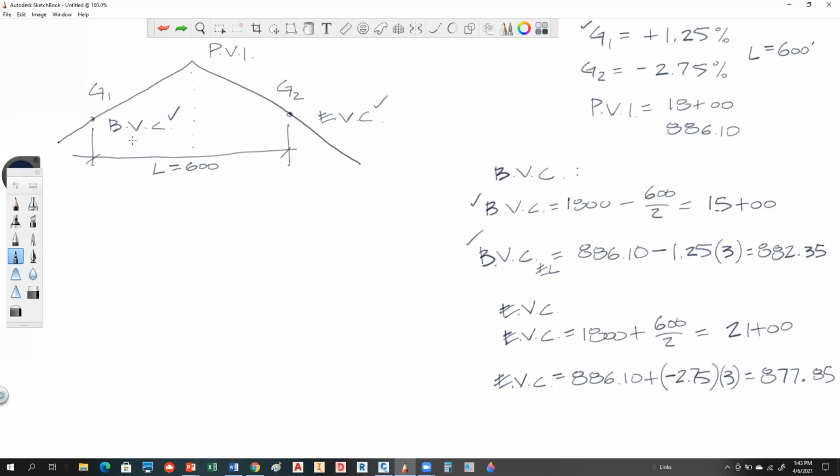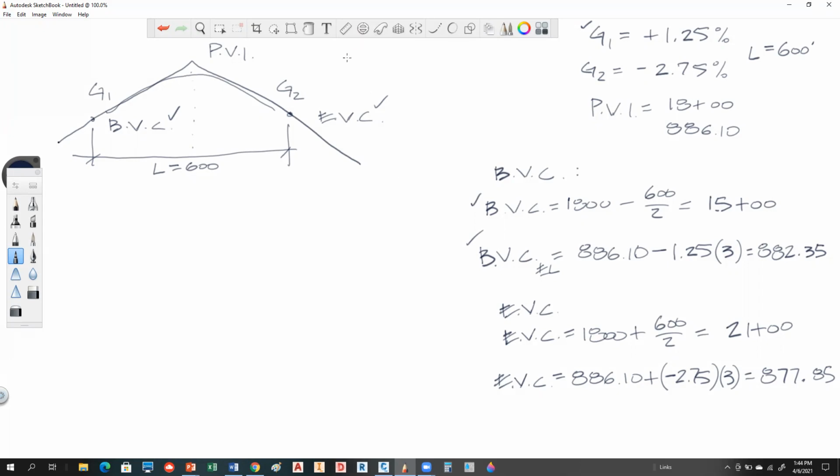The next thing we're going to do is calculate the rate of change of grade. So this curve is kind of like this. Is this a crest curve or a sag curve? Is it going to have a peak, or is it going to hold water? Is it going to shed water or hold water? If you pour water on this, is it going to hold it? No. So this is a crest curve.